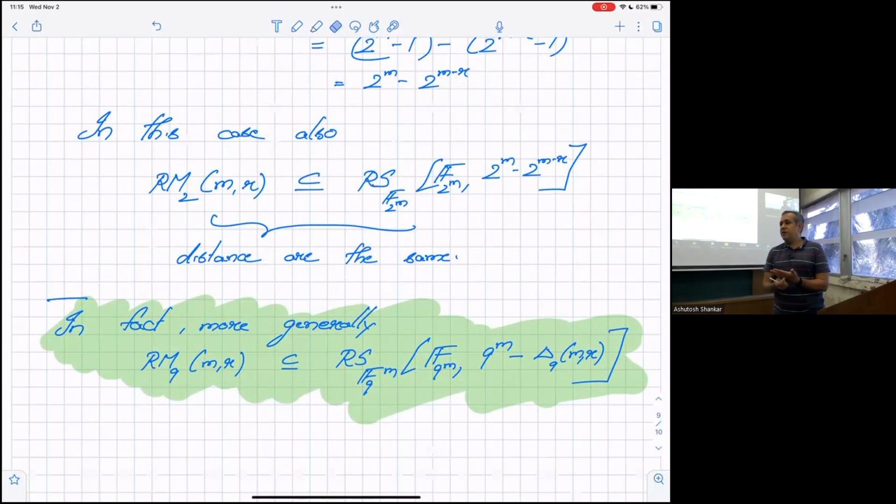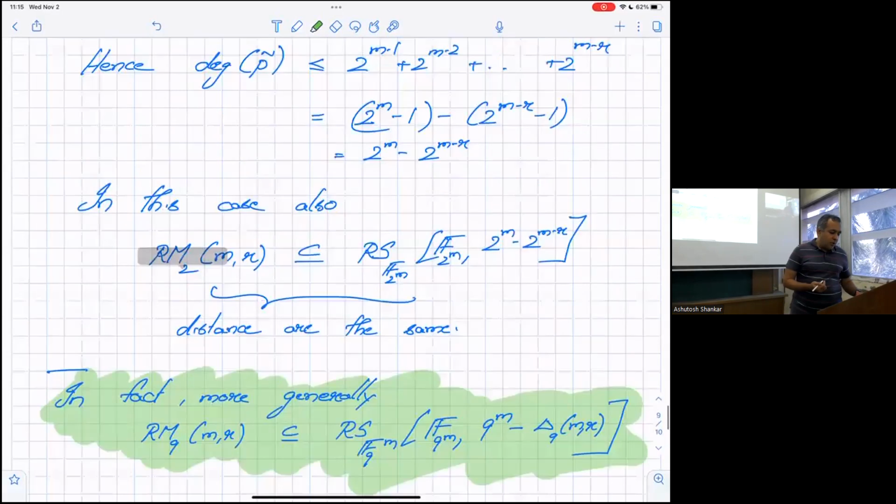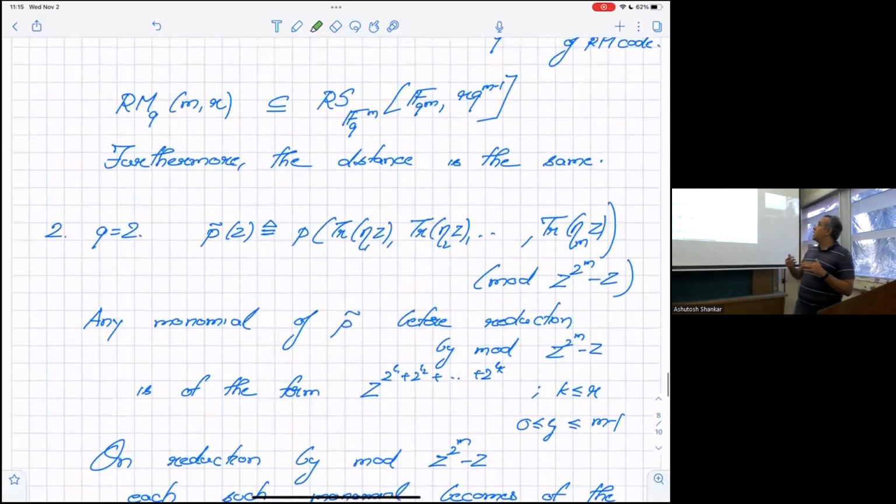Z power 2 power m minus z is, you are going mod Z power 2 power m minus z. If two things map to it, they have to be... the point is you care about these code words only as evaluation maps. You don't care about them as polynomials. And as evaluation maps, going mod this does not matter at all because we are anyhow evaluating only on points in 2 power m. So when you do this, nothing changes because this is an identity for points in the field which we have.